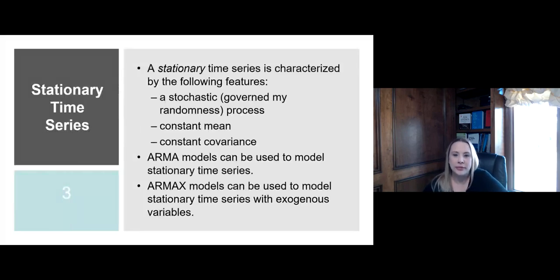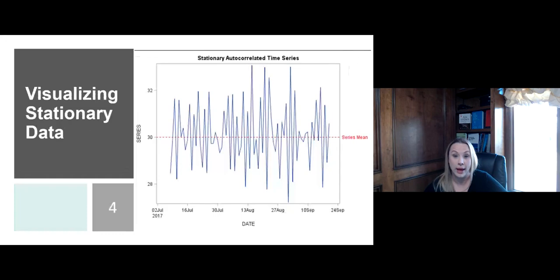So let's start with defining what a stationary time series is. A stationary time series is characterized by the following features. It is stochastic, which means that it's governed by randomness, so there's not a pattern to it. There's a constant mean, and there's a constant variance. ARMA models can be used to model stationary time series, and ARMAX models can be used to model stationary time series with exogenous variables. The X stands for exogenous variables. So we'll see what that means here in a minute and how we go about doing that.